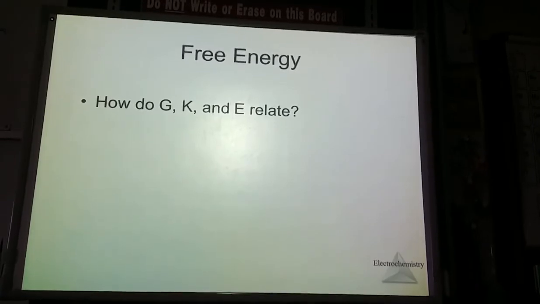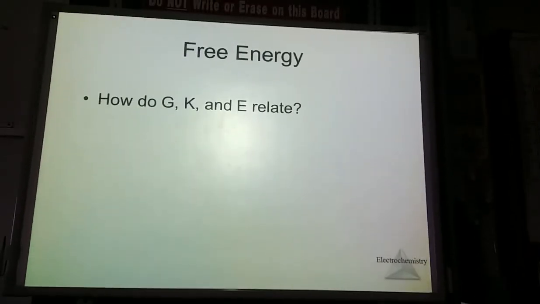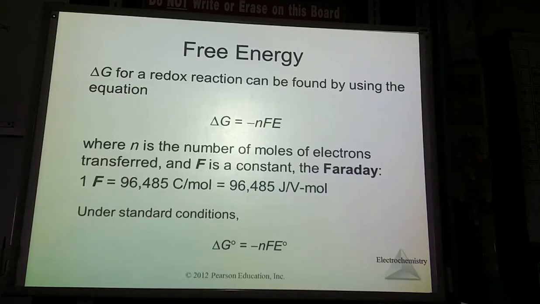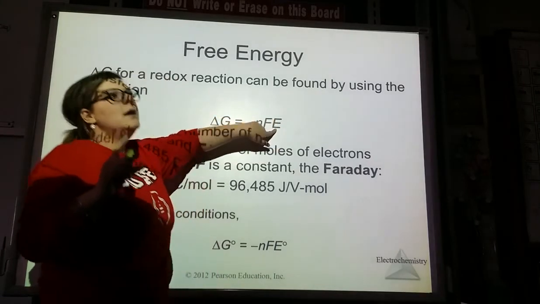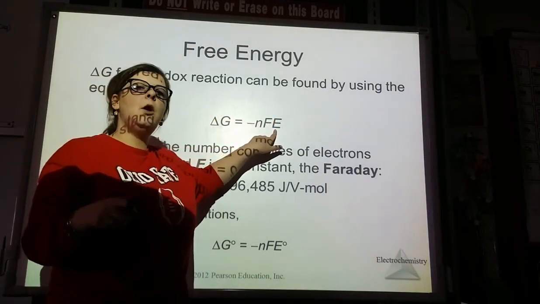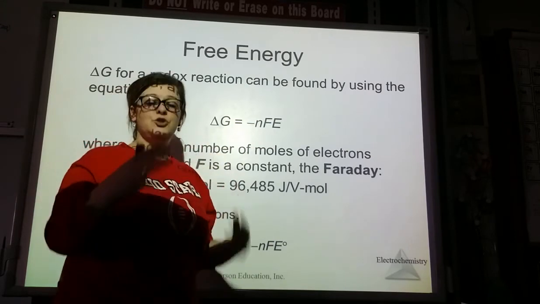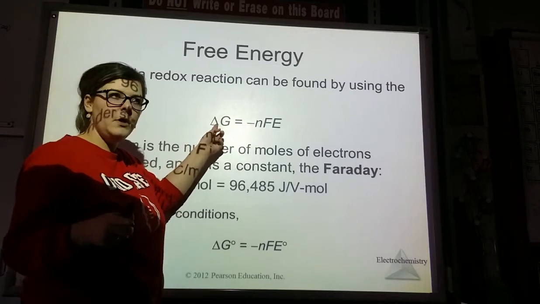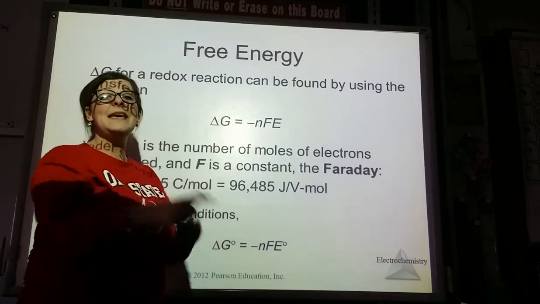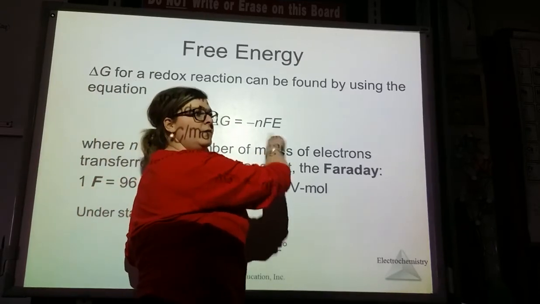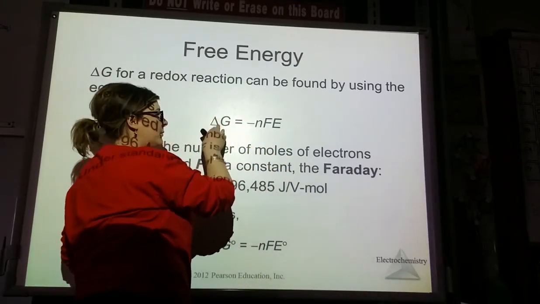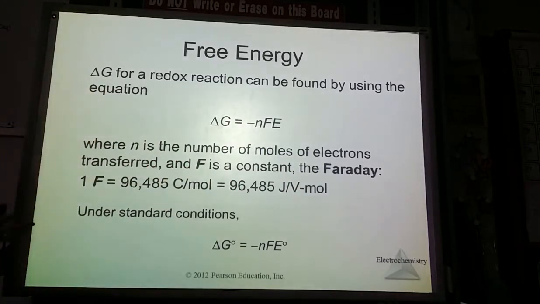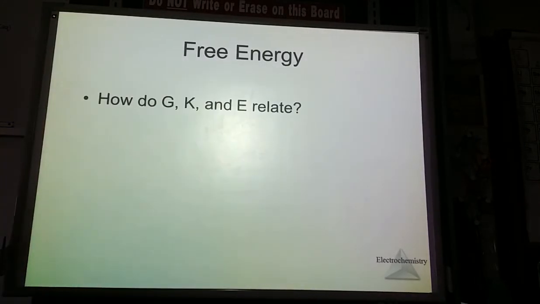So how do delta G, K, and E all relate to one another? And actually, let's go back really quick. Sorry, I lied. If E is positive, that means that voltaic cell is trying to happen spontaneously. That negative sign then tells me that delta G will be negative, which means that should be a spontaneous process. If E is negative, meaning a non-spontaneous process, that will give me a positive delta G, which then tells me again that the process is non-spontaneous. Okay, so how do G and K and E relate?